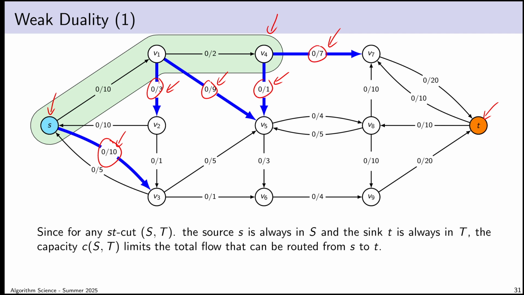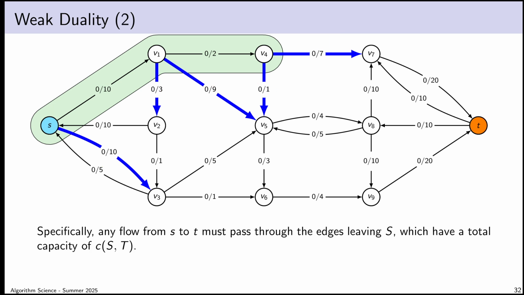What that's telling me is that the capacity of any cut limits the total amount of flow that can go from S to T. No matter how I choose the cut, if I look at all the edges that leave it, any flow from S to T must use those edges, and therefore the capacity of that cut limits the total flow I can get from S to T. Okay, so the slides are now confirming what I just said.